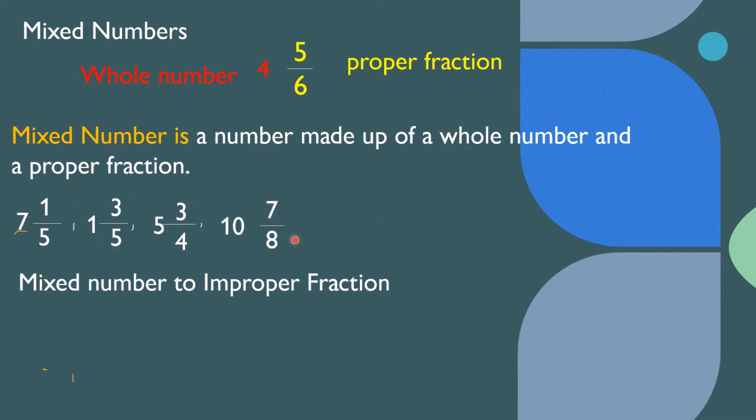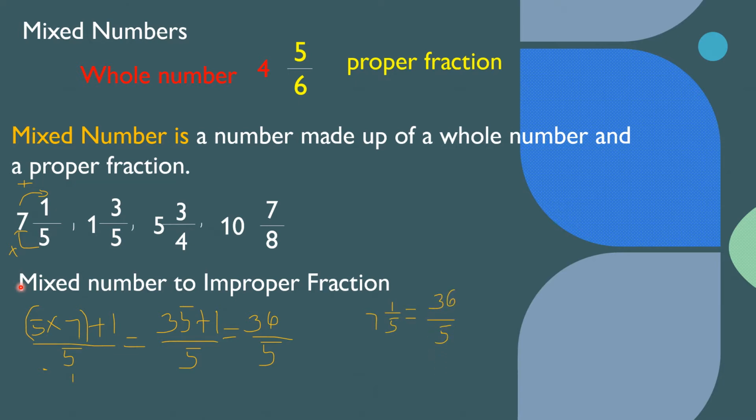Okay, now, yung mixed number na yan ay pwede nating gawing improper fraction. So, anong gagawin? Paano magiging improper yung mixed number? Simply, multiply lang natin ito. 5 times 7 plus 1. Okay, pa-plus lang natin yung numerator. So, 5 times 7 plus 1, then copy mo lang yung denominator. So, that is 35 plus 1, that is 36 over 5. So, ang 7 and 1/5 ay 36 over 5 as improper fraction.